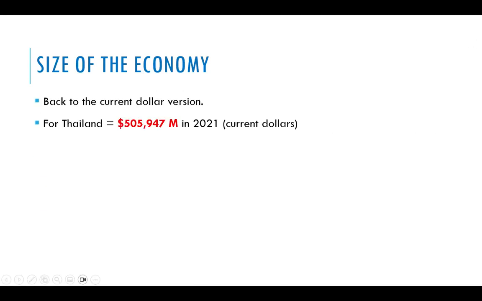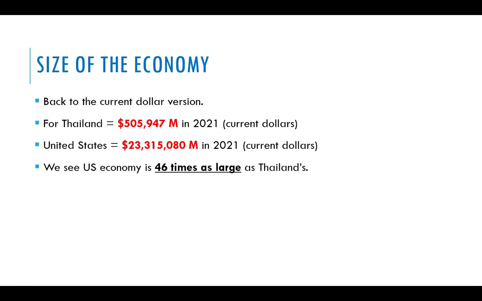All right, so let's go back to the current dollar version, the first numbers that we were looking at, right? 505,000 million, and for the US, 23 million. Now, if we do the math, we see that the US economy is 46 times as large as Thailand's economy. How did I figure that out? I just took the bigger number for the US and divided it by the smaller number for Thailand, right? So if I take the 23 million divided by 505,000 million, we've got Thailand's economy being much smaller. The US is 46 times as large as Thailand.